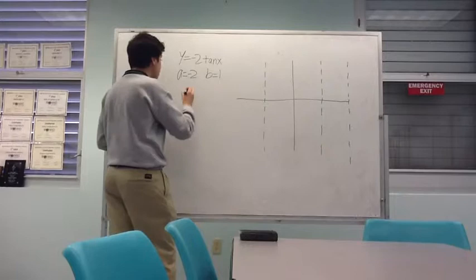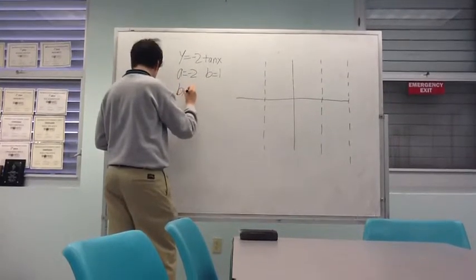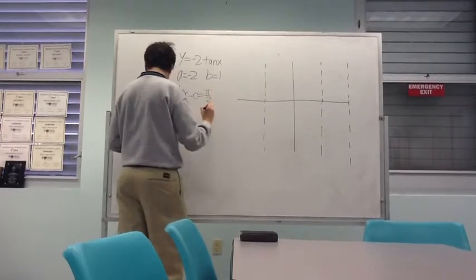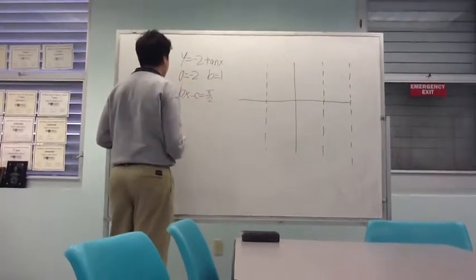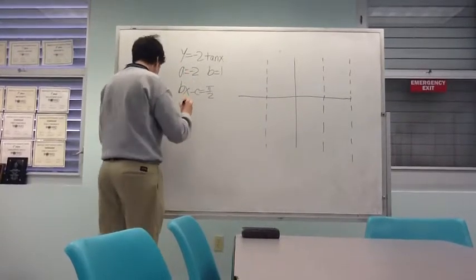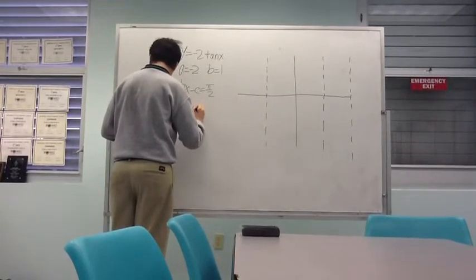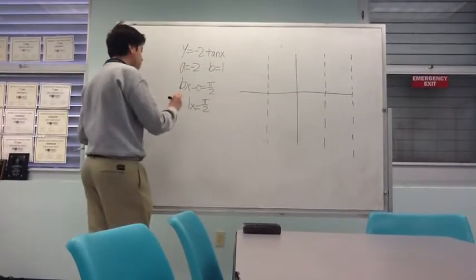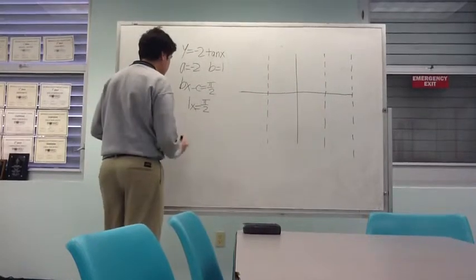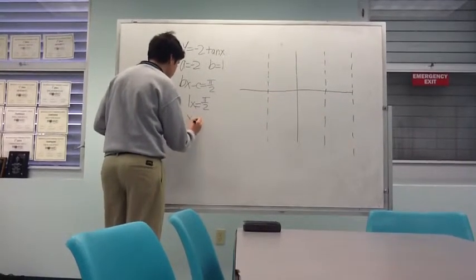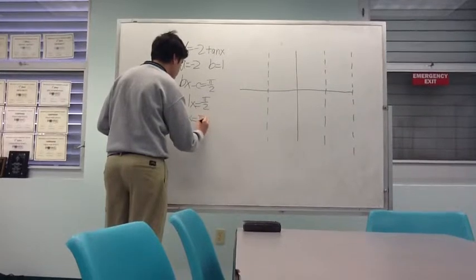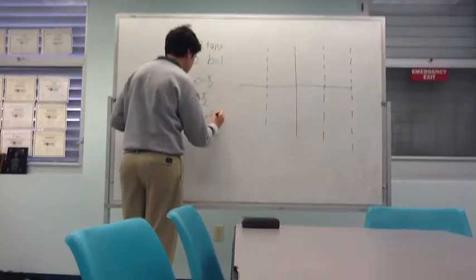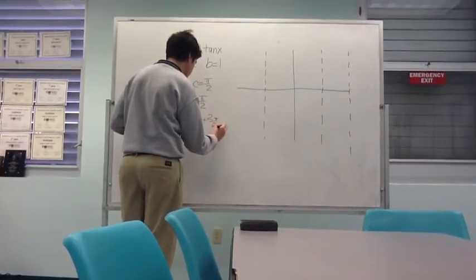Then we find our first asymptote using the equation bx minus c equals pi over 2. Once we have that, we plug in the numbers. The negative does not enter the equation. It is 1x equals pi over 2. With that, we have our first asymptote. Now we put in the equation to find the second. That is x equals pi over 2 from the original equation plus 2 pi over 2.